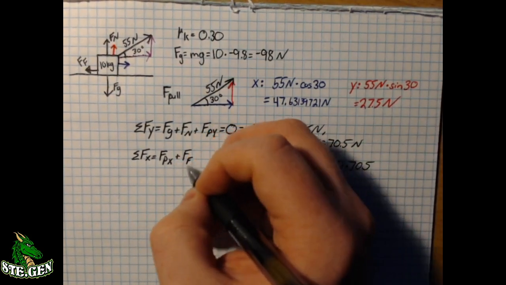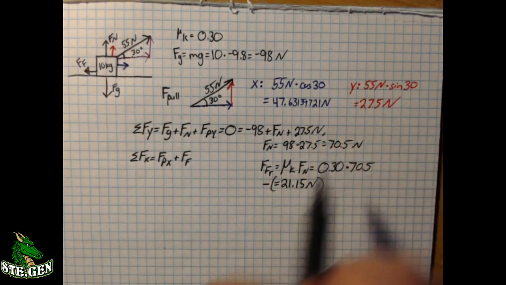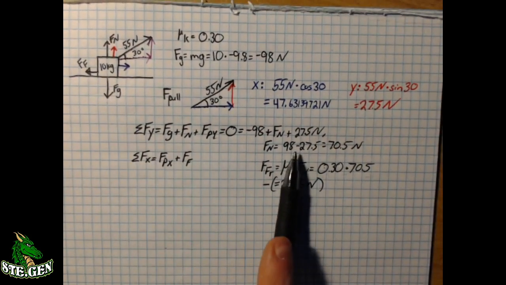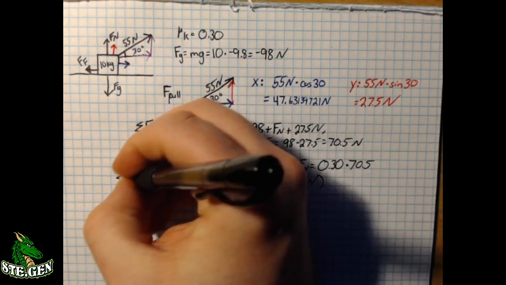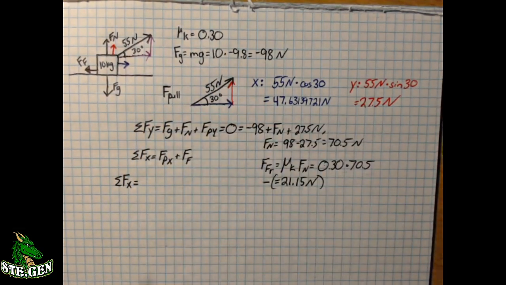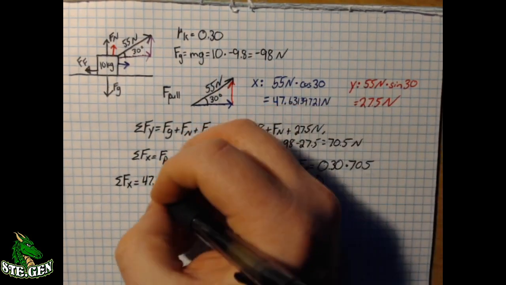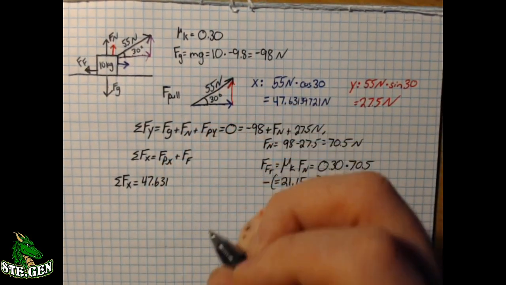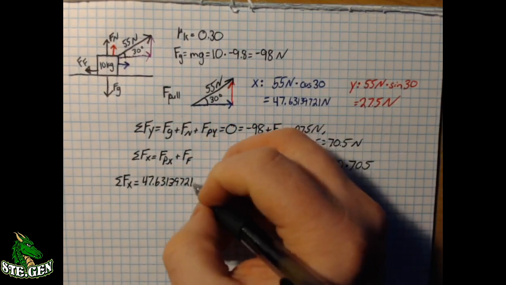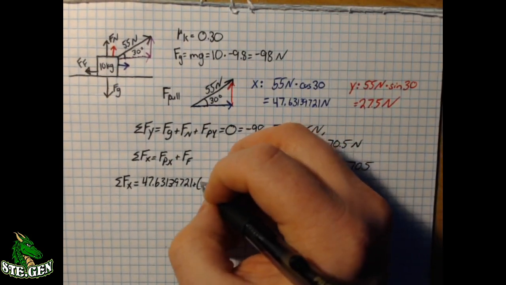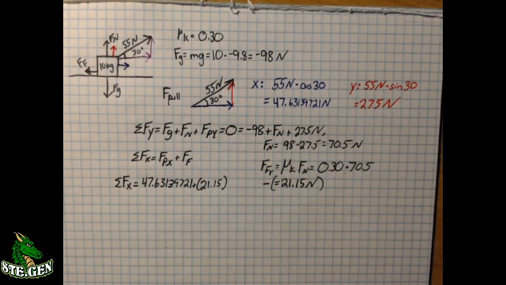So now we're going to plug this into our frictional force. Now, an important note: this is a negative value because it's going to be directed backwards, just like our gravity was negative because it was directed downwards. So the sum of our forces in the x direction is going to be equal to the x pull force, which was 47.63139721, plus negative 21.15 from friction.